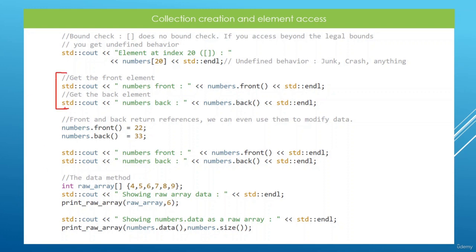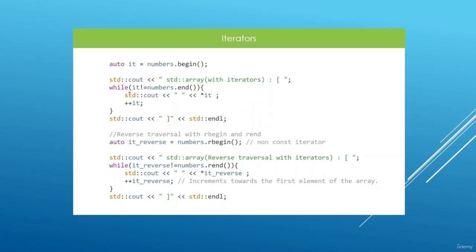It is also possible to use the front and back methods. This is going to give us the first element and the last element. We can even go through the front and back methods to change the data in our container. This is going to work just fine. We also have access to the data method, which is going to give us access to the raw underlying array. And we can pass this, for example, to a function that expects a raw array, and this is going to work pretty well.